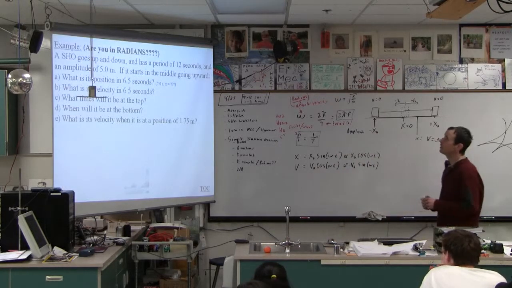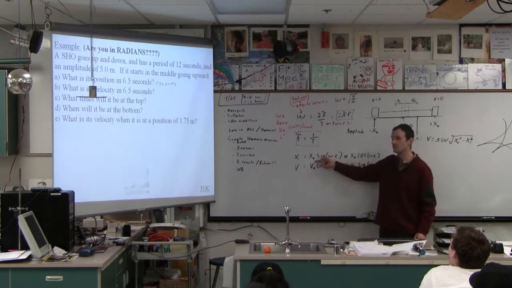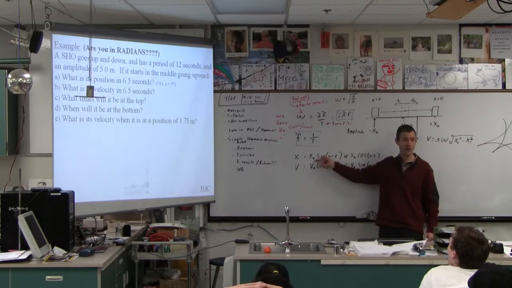So a simple harmonic oscillator goes up and down and has a period of 12 seconds and an amplitude of 5 meters. If it starts in the middle going upward, well, starting in the middle and going upward means we can use this for our position formula, because that's what sine does.